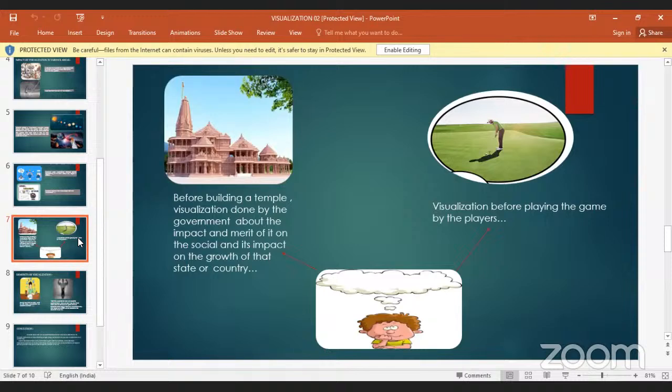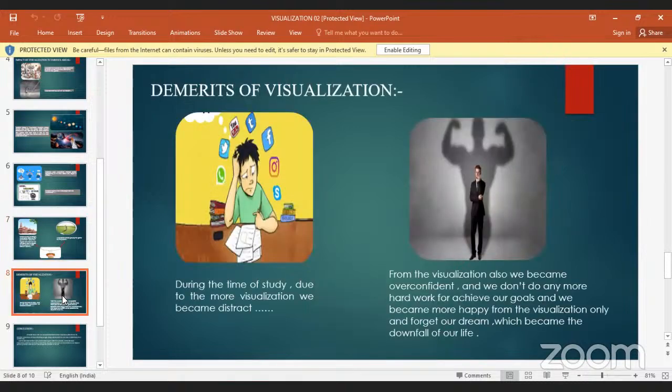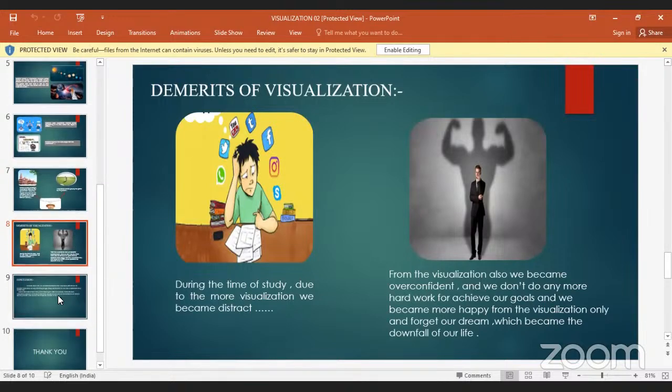In this slide I included a temple. Before making any temple or building, the government or any other persons who build it always visualize what impact it will create on our society, our state, and our country. They visualize that when we make temples, the economic condition will improve.